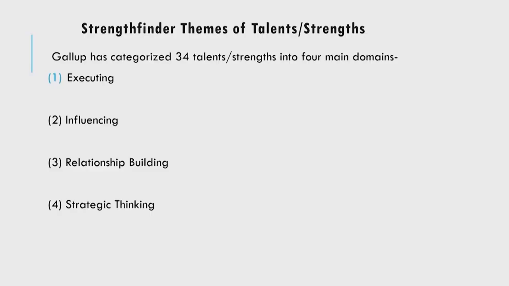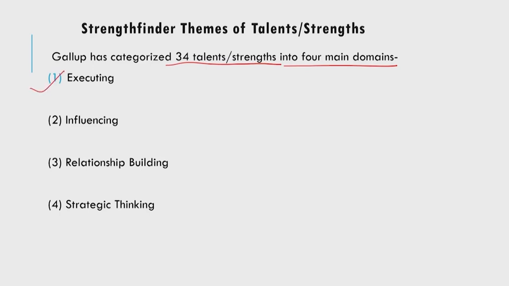Now, out of this study, just like the VIA classification, this Gallup study also found a certain number of strengths that are important in the context of work setting particularly. They found 34 talents or strengths, and they divided these 34 talents and strengths into four main domains, or categories.